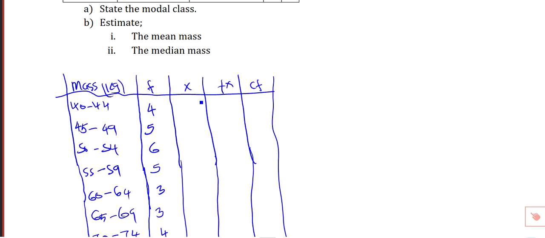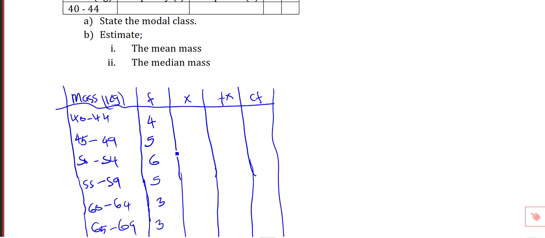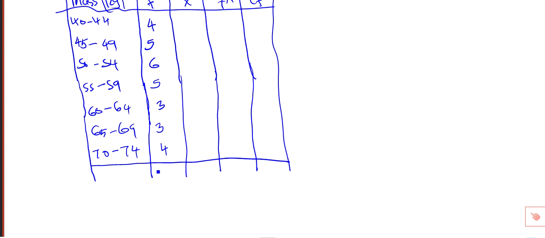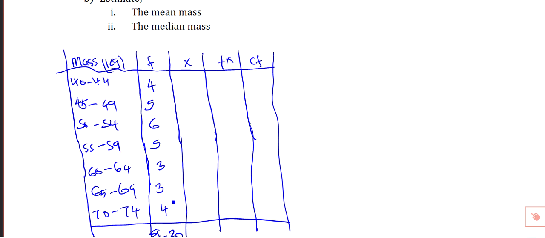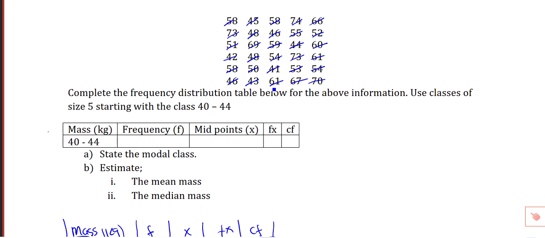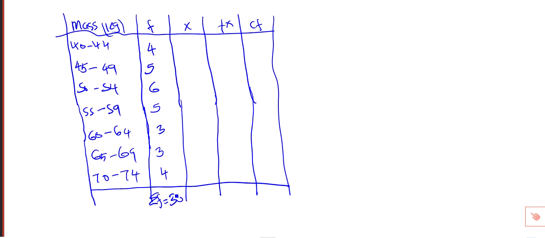Now after slotting in all your frequencies as such, you get the total here, that is the sum of f. So you add 4 plus 5 plus 6 plus 5 plus 3 plus 3 plus 4, and this will give you a total of 30. Now for you to confirm that you have slotted in your values correctly, you come back to the data here and count all these values. So 1, 2, 3, 4, 5 times 1, 2, 3, 4, 5, 6. So the total is 30. So all our values are correct.